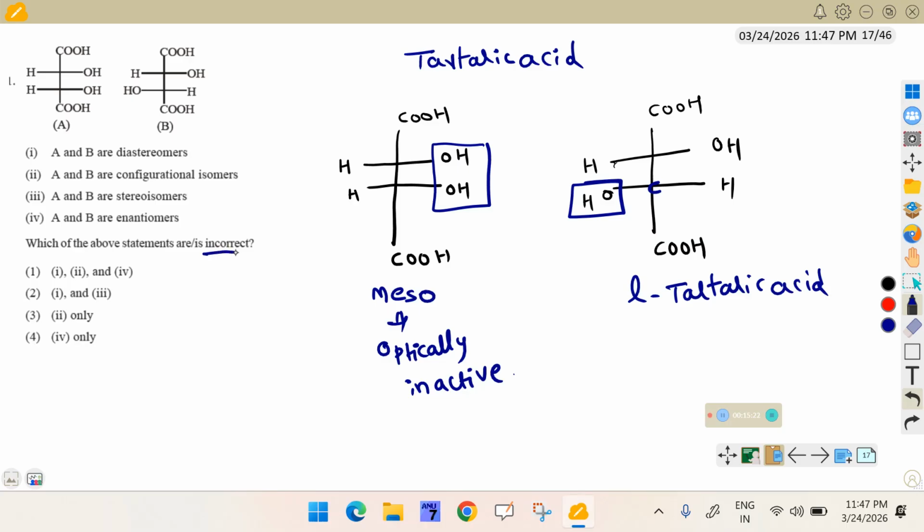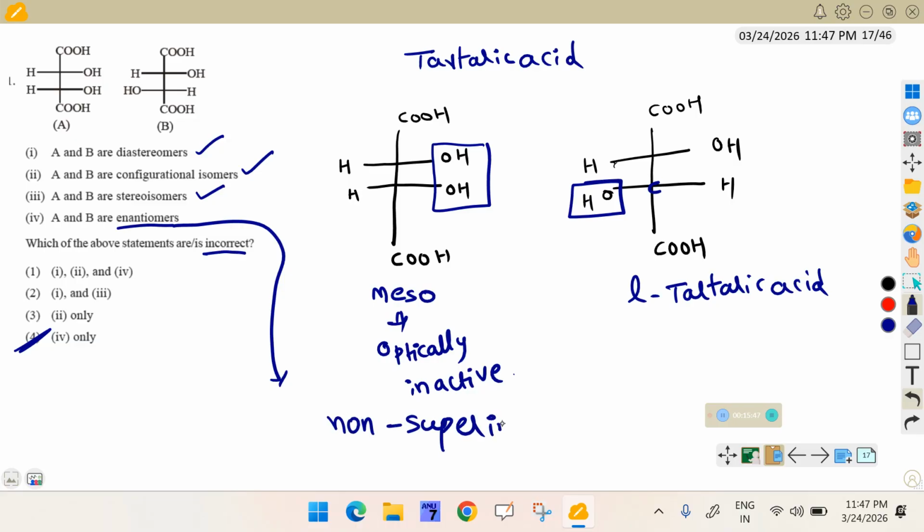Question is, which is incorrect? First statement is correct. These are diastereomers and configurational isomers, stereoisomers. So fourth one is incorrect. According to the definition of enantiomers, what are enantiomers? Which are non-superimposable mirror images. These two are not mirror images, so these are not enantiomers.